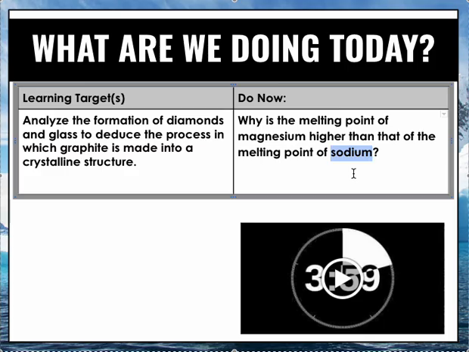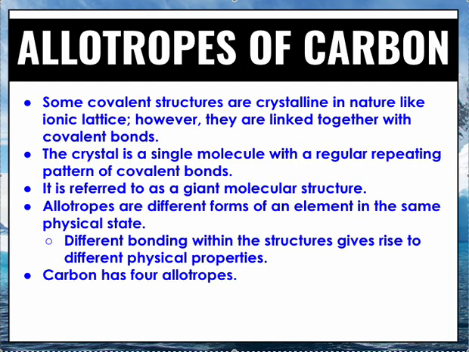This is why sodium is a lot softer than that of magnesium as well, and it contributes to the melting point of sodium being lower than that of the melting point of magnesium. So this is reviewing those periodic trends that we had 2 units ago. Today we are only going to focus on carbon.